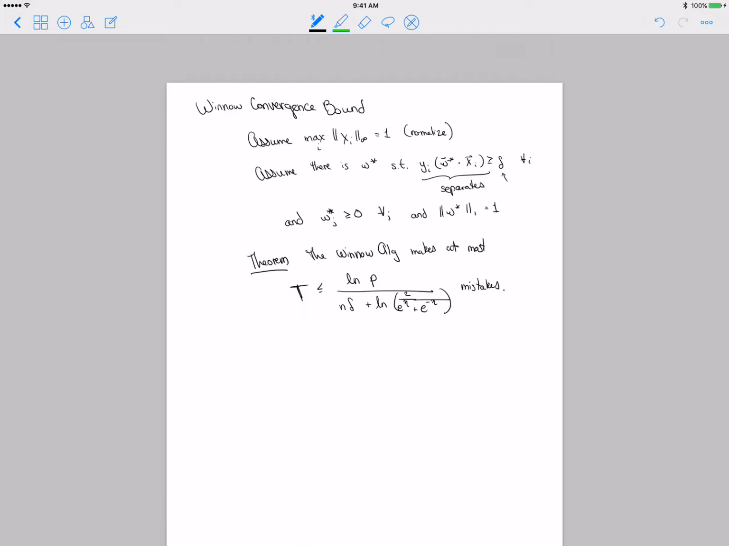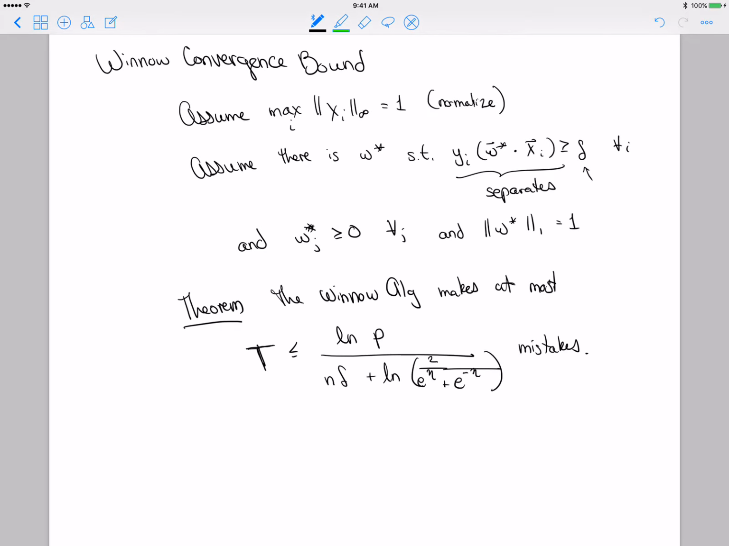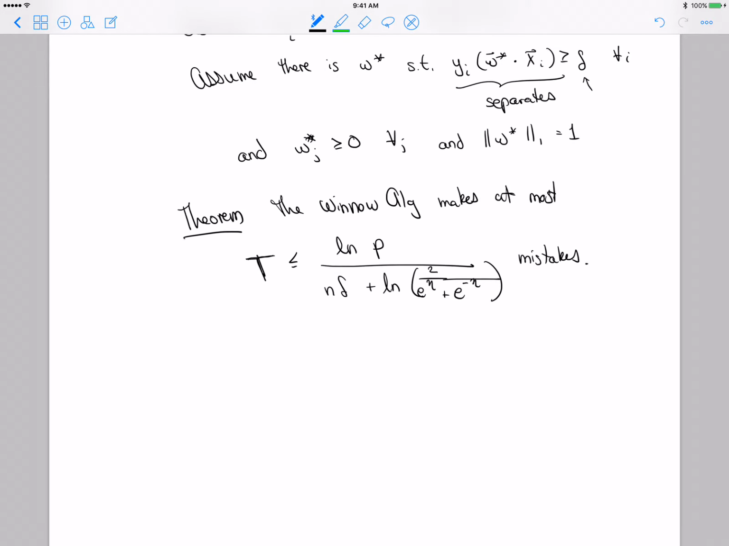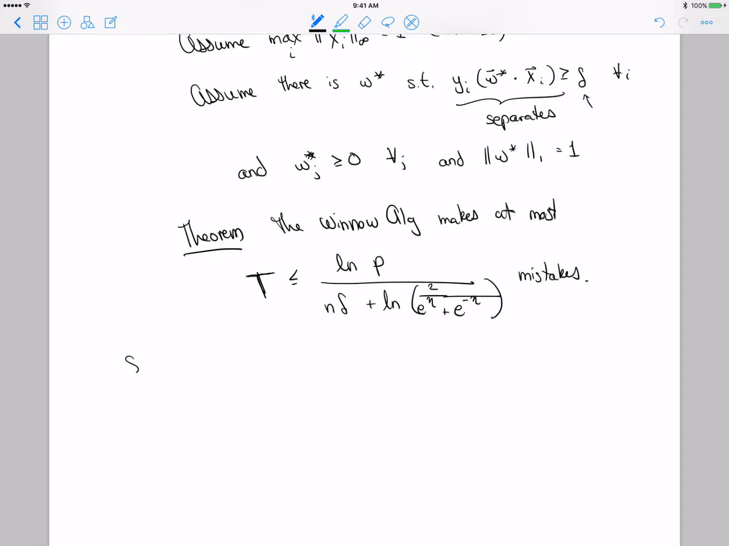All right, so let's do the last part of the Winnow convergence bound. So we're trying to prove this theorem here. And so far in the other videos, in the first couple parts, we've shown that this difference, this improvement from one step to the next, looks like this.